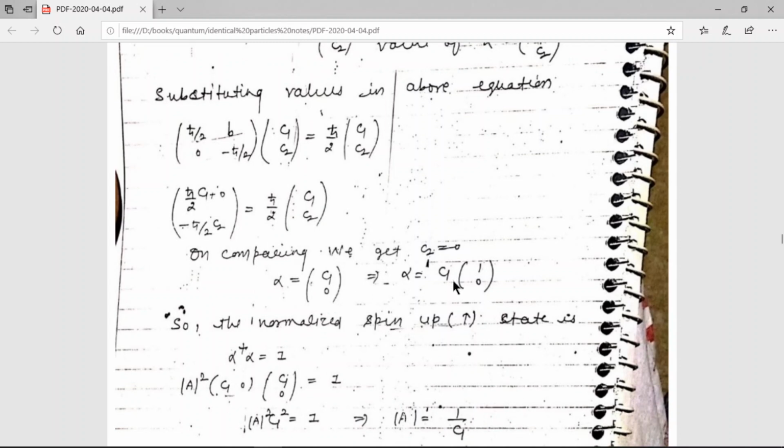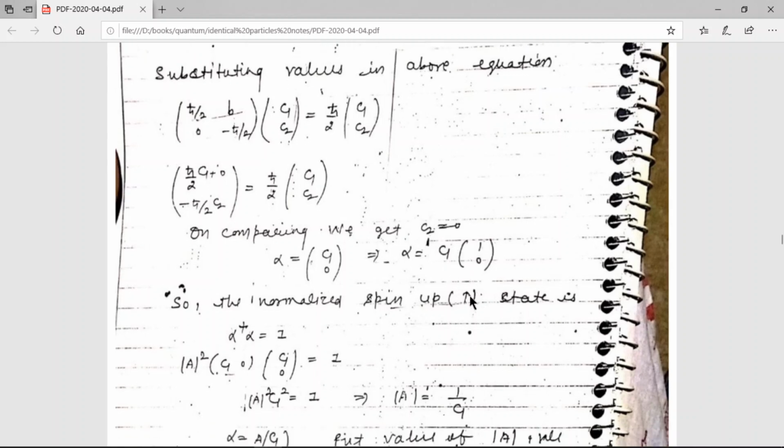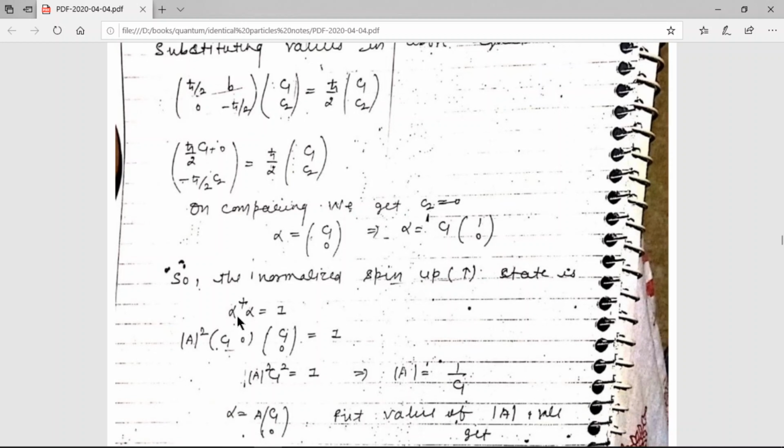Now we will find the value of C1 by normalizing this state. By applying the normalization condition, alpha dagger alpha equals 1. We get the normalization constant A equal to 1 by C1. Then putting the value 1 by C1, multiplying by C1, it cancels out, and the state is given by alpha equal to 1, 0. This is the normalized state.